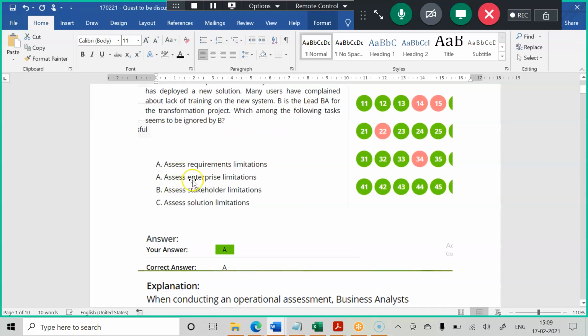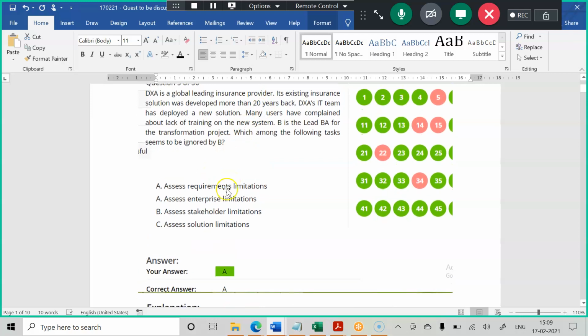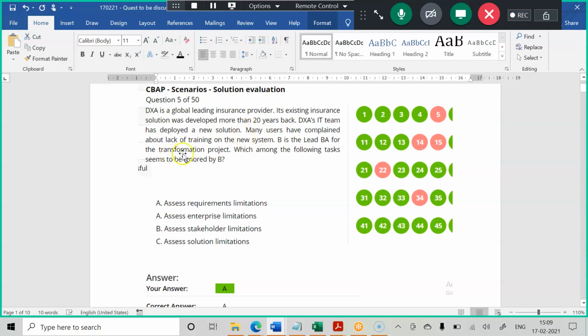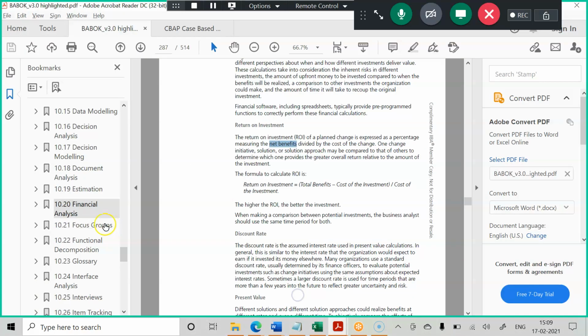So what will be the answer? The first one will be the answer? No, it will be enterprise limitations. Yes, enterprise limitations, that is the right answer. That answer is right because many users have complained about lack of training. See, this is an important thing. Yes, lack of training. Just for the benefit of others, I'm telling you.